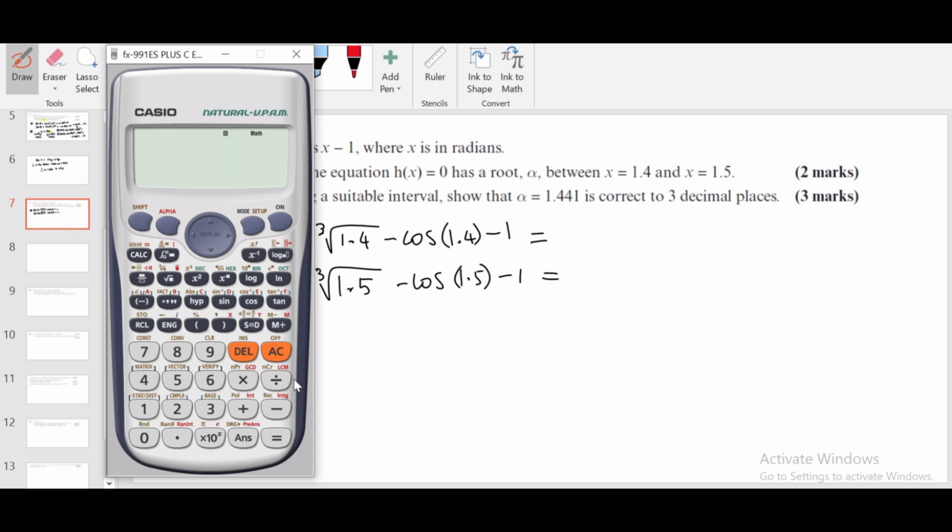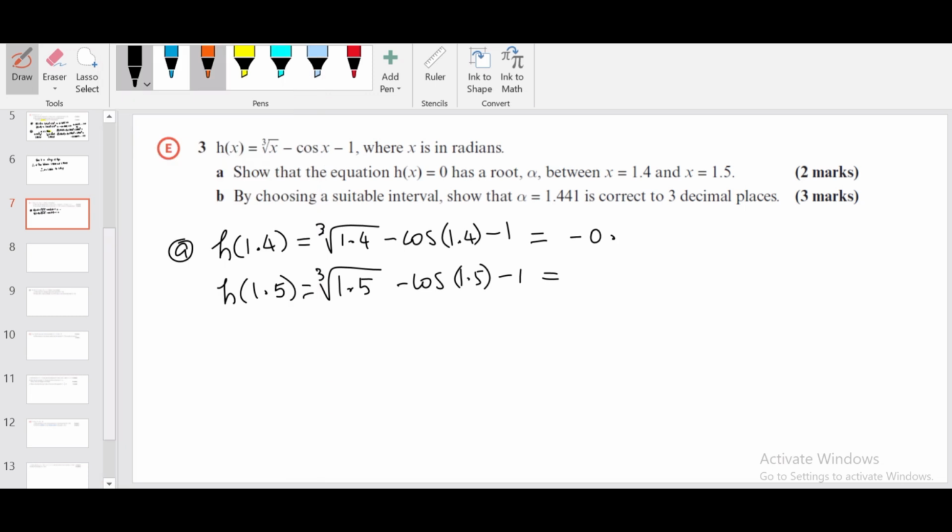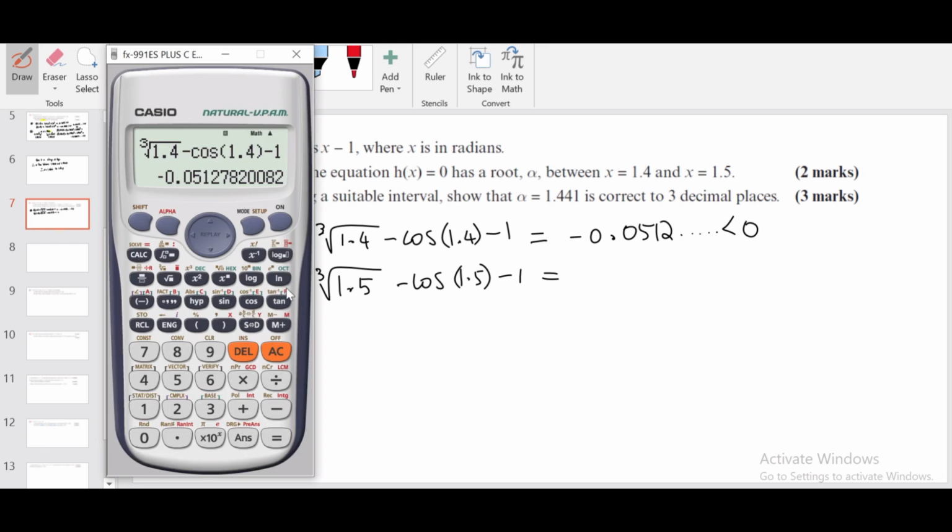Now we need to type cube root of 1.4 minus cos 1.4 minus 1. So you get a negative number, negative 0.0512 etc. You don't need to write all the decimal numbers, just that it is less than 0. And then I'm going to change 1.4 to 1.5 now.